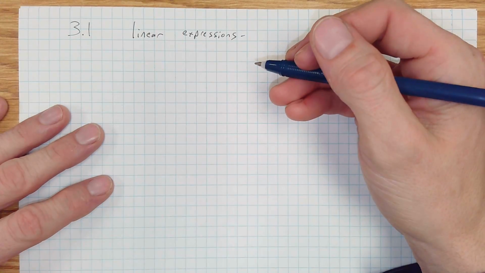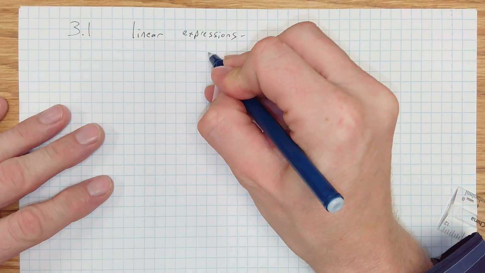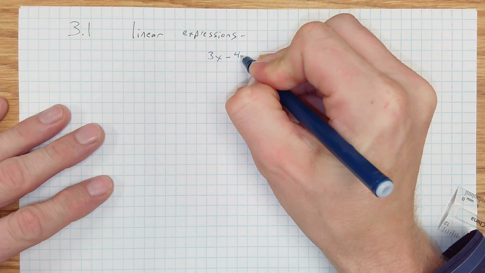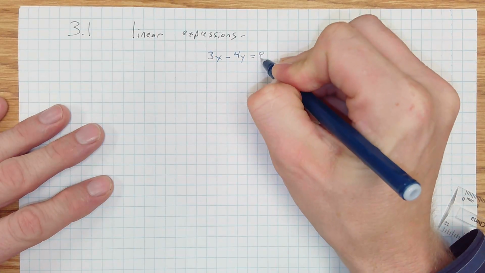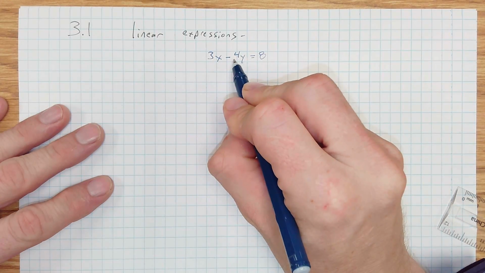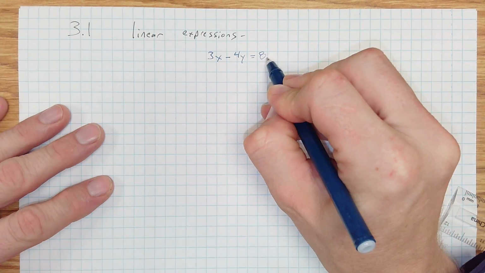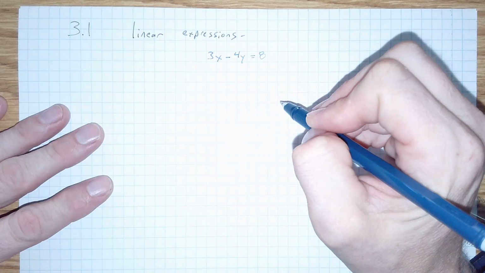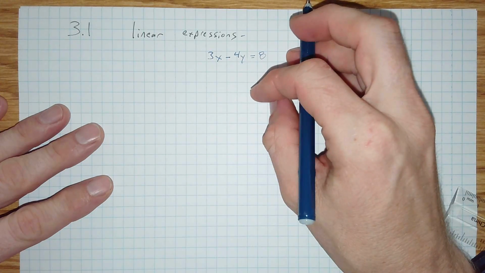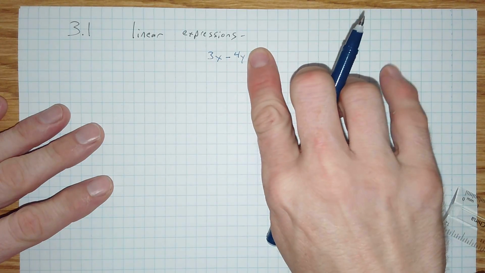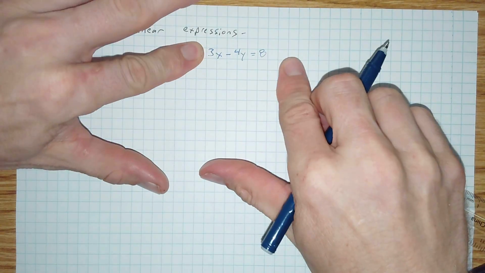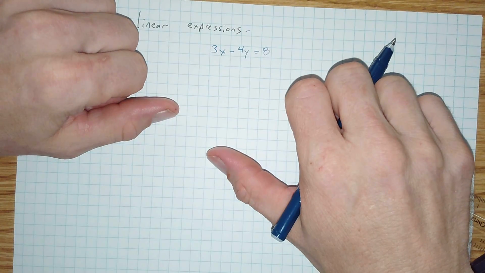What's the difference between an expression and an equation? Well, an expression, for instance, is like 3x minus 4y. The equation is 3x minus 4y equals 8. An expression is like part of a sentence. Expressions combined together make one equation.